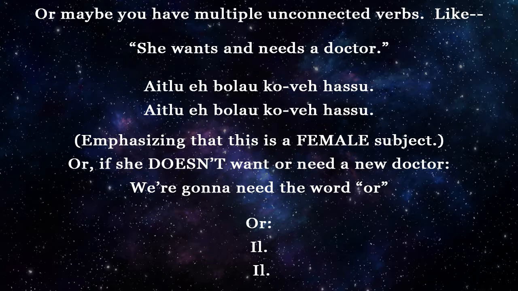Or maybe you have multiple unconnected verbs, like, she wants and needs a doctor. Aitlu ebolau kove hasu. Emphasizing that this is a female subject. Or if she doesn't want or need a new doctor, we're going to need the word or. Or. Il.